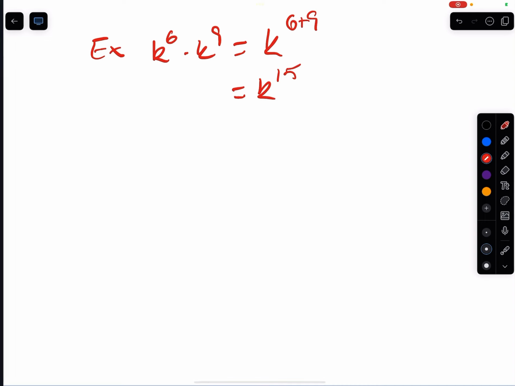Let's do one more example. Let's do k to the 6th power times k to the 9th power. Ask yourself this question: do we have the same base? We have the same base of k. That means that we're allowed to use the product rule of exponents, and we can add the exponents. So that's k to the 6 plus 9 power, which is equal to k to the 15th, since 6 plus 9 is 15. And that's the simplest solution. We don't need to simplify any further.